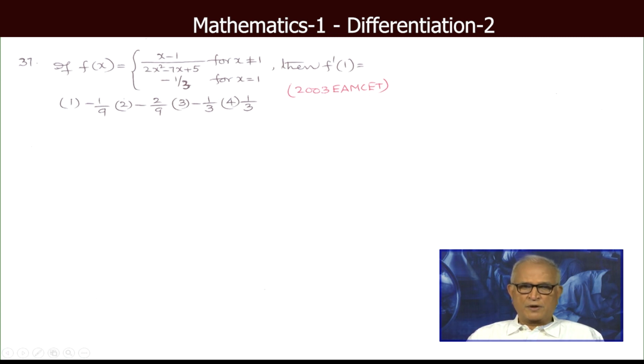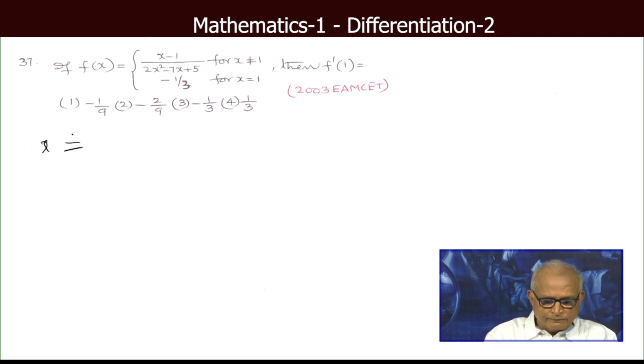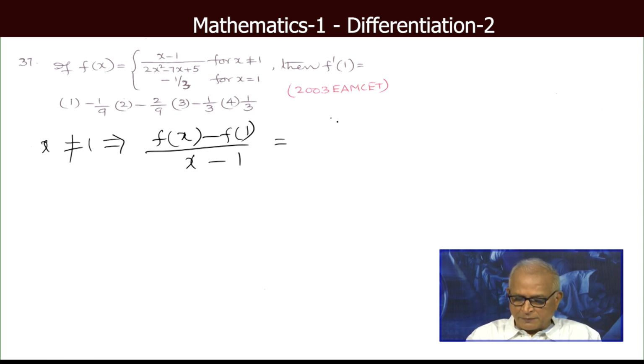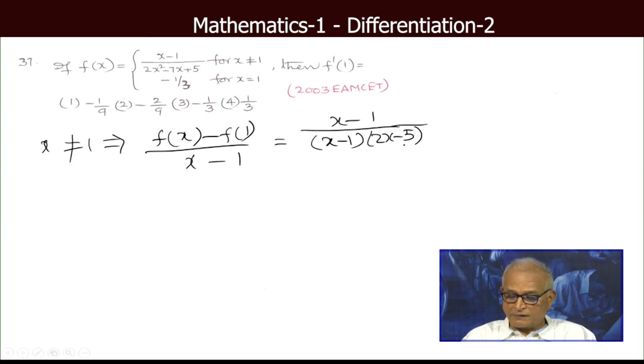Okay? So, let us form the Newton quotient for f at x equal to 1. For x not equal to 1, this implies (f(x) - f(1))/(x - 1). This is the Newton quotient for f at x equal to 1. f(x) is (x - 1)/(2x^2 - 7x + 5), and 2x^2 - 7x + 5 is (x - 1)(2x - 5), simple factorization. Minus f(1) is minus of -1/3, that is plus 1/3, all over x - 1.